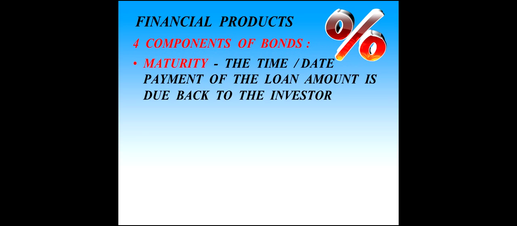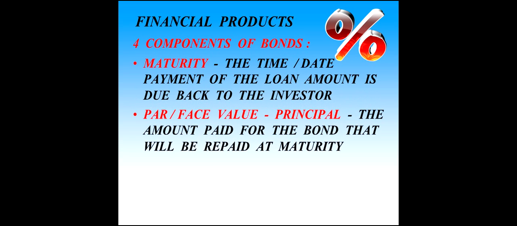What that means as it relates to a bond is the time or date payment of the loan amount is due back to the investor. If I purchase a $10,000 bond that's a 5-year bond, the maturity date is the 5-year date out of when the payment of the original loan amount is due back to me.